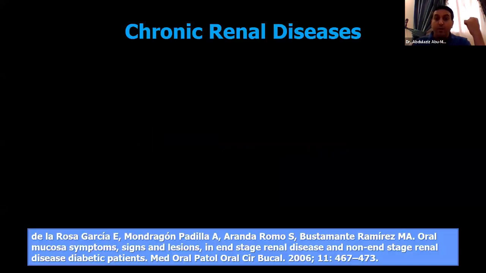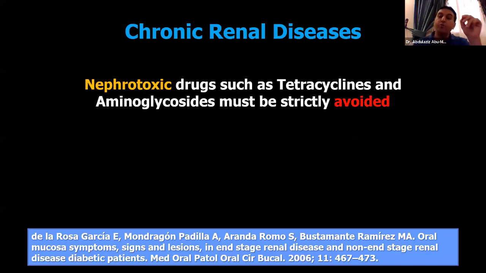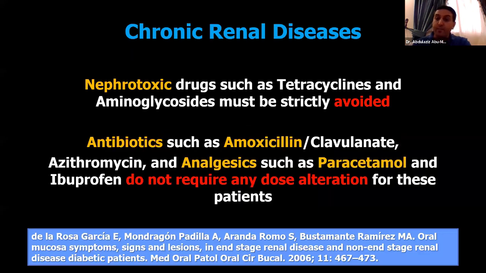Renal disease: we have 3 common things. Chronic renal disease: those patients have functional kidneys, maybe 1 kidney or both are working, but with less function. Those patients need less nephrotoxic drugs; for example, tetracycline should be avoided. Antibiotics like amoxicillin and analgesics like paracetamol can be used as for a normal patient, but the dose or time interval needs to be reduced. Otherwise, they can be dealt with as regular patients.